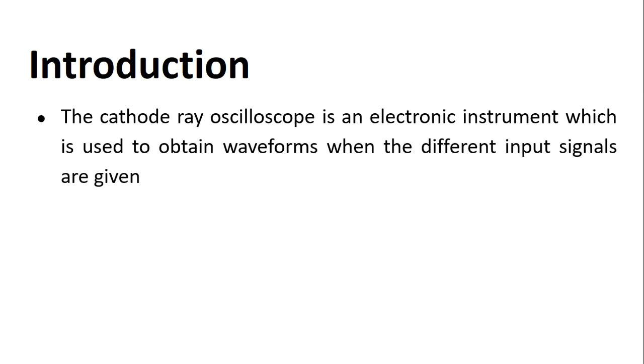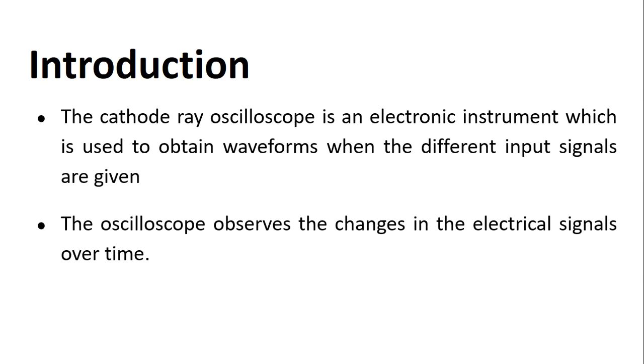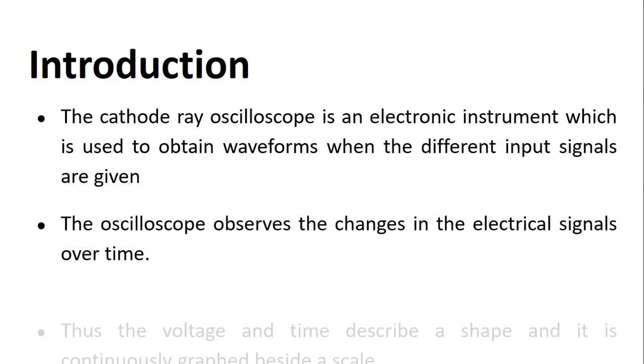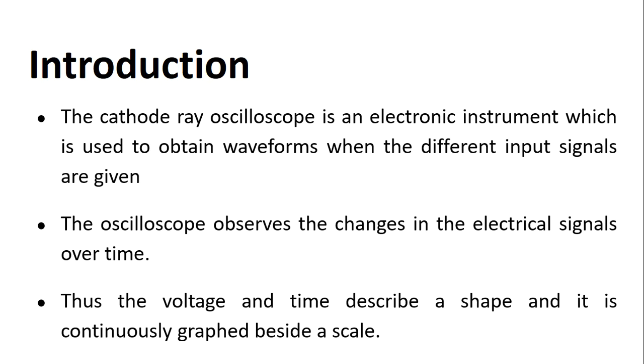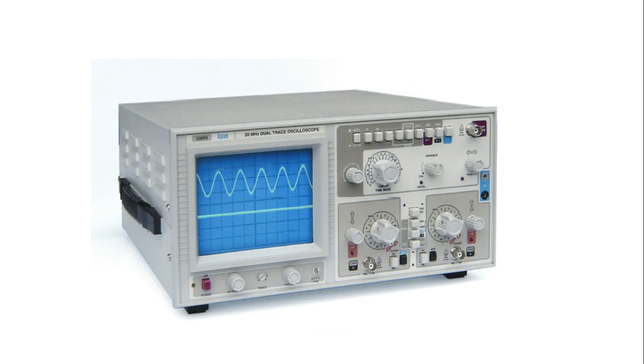The cathode ray oscilloscope is an electronic instrument which is used to obtain waveforms when different input signals are given. The oscilloscope observes the changes in the electrical signals over time. Thus, the voltage and time describe a shape and it is continuously graphed beside a scale. This is the picture of a CRO, where you can see the display. This is the specialty of the CRO: it measures the input signal as well as visualizes the waveform of the input signal.